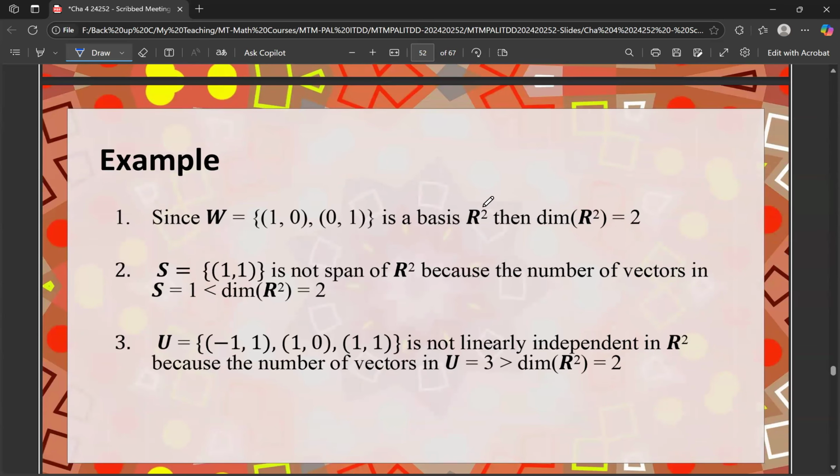Okay, in this example, we know that the dimension of R2 is 2, and we have two vectors. These two vectors have been proved to be a basis of R2. Then we say that the dimension of R2 is 2, because we have two vectors here.